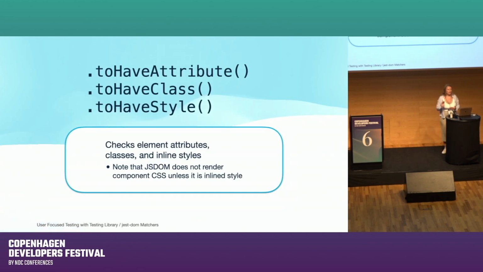These next matchers check an element's attributes, classes, and inline styles. Inline styles are rendered by JSDOM and can be validated with the toHaveStyle matcher. Component CSS is typically not applied by default, so you can use toHaveClass to make assertions on your conditional classes. So, for example, if you have a CSS class that affects visibility, you can't really use the to be visible matcher because it's not going to be rendered, so you want to check the conditional class based on your assertion.